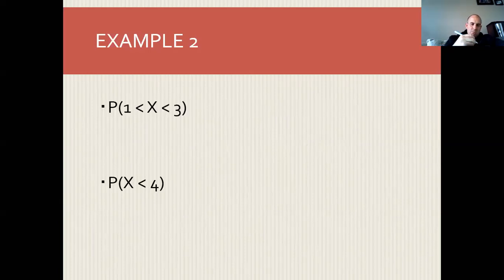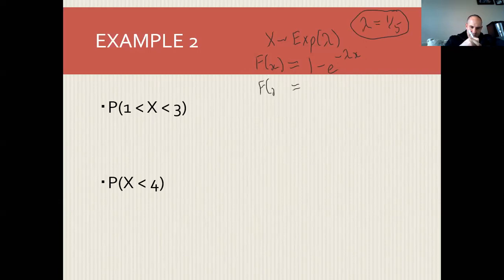Now remember, if x is distributed as exponential with parameter lambda, then capital F of little x, the CDF, is going to be 1 minus e to the minus lambda little x. Okay, and what is lambda in this case? Well, it was 1/5. So in this particular case, the CDF is capital F of x equal to 1 minus e to the minus 1/5 x. I'll write that as x over 5.